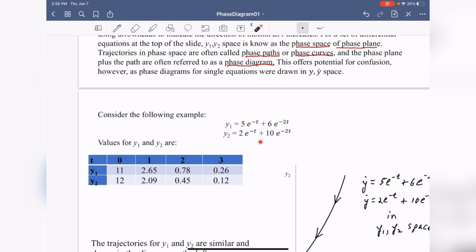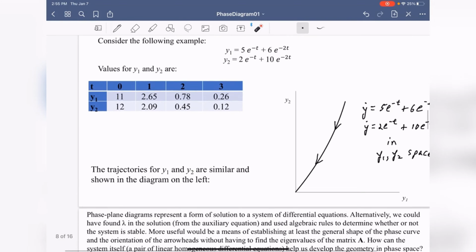So this is the solution to a system of two differential equations. So values for y1 and y2 can be calculated. For y1, at time 0 we get 11, at time period 1, 2.65, 2, 0.78, 0.26, and for y2 we get 12, 2.09, 0.45, and 0.12.